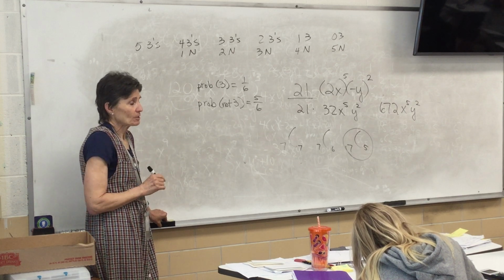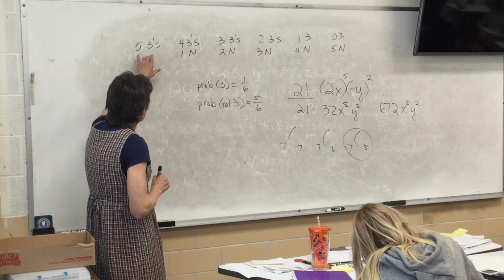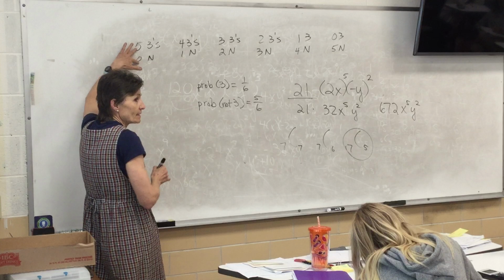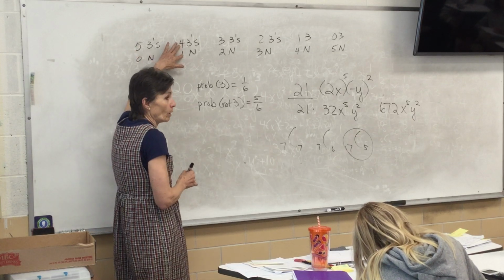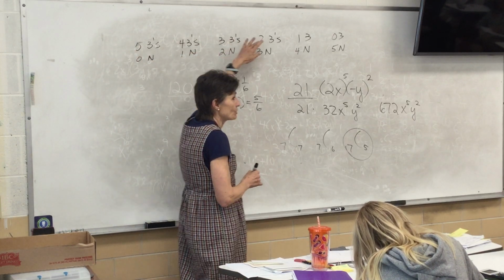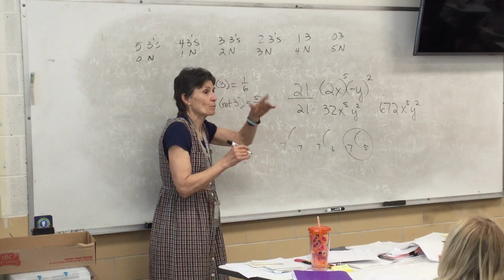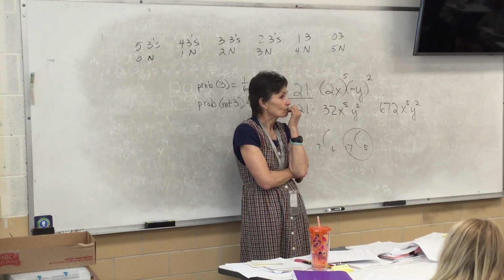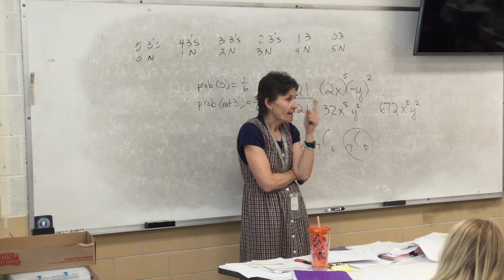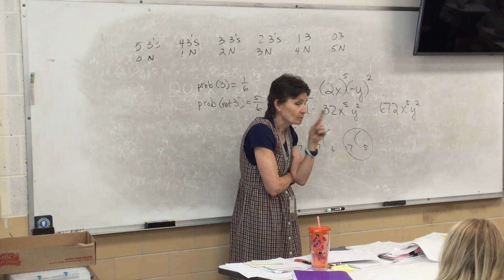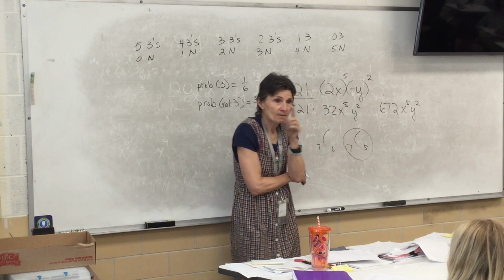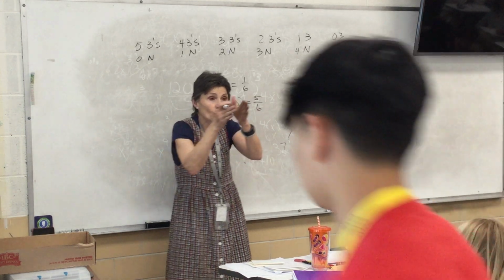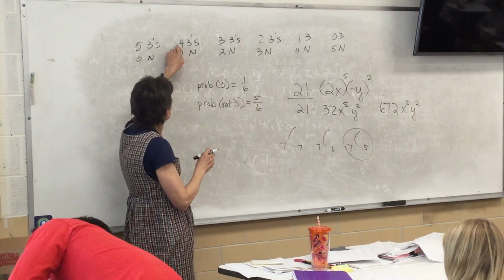I'm going to ask you to make a connection now. These numbers: 5 3s and no 3s, 5 and none, 4 and 1, 3 and 2, 2 and 3. What do those numbers remind you of in the problem that we just did? The exponents. Don't they remind you of the exponents? Because in the beginning it was x to the 5th and no y's. And then it went to x to the 4th and 1 y.